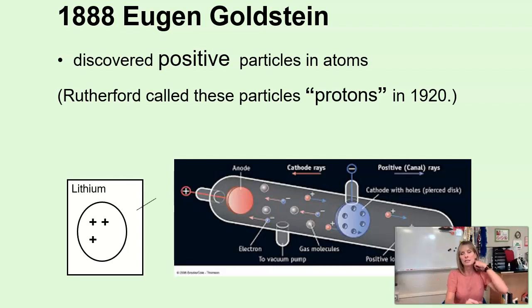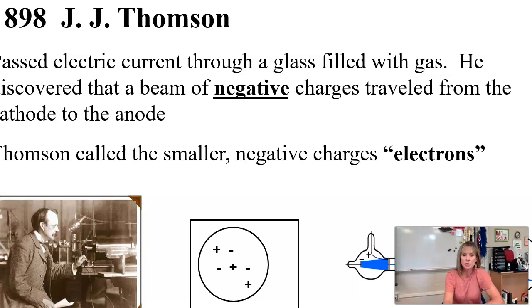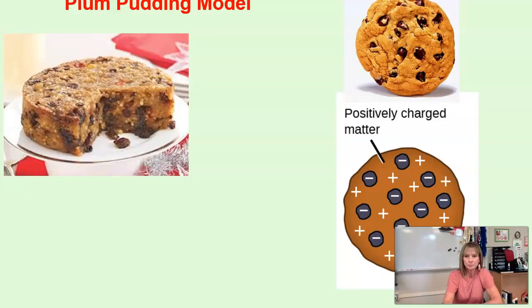Another scientist, Eugene Goldstein, discovered positive particles in atoms. Later, Rutherford called these protons, and I think you know what protons are. They're the positively charged particles inside the nucleus of an atom. J.J. Thomson passed electric current through a glass filled with gas. He discovered that the beam of negative charges traveled from the cathode to the anode. So that's lots of words for his discovery of the electron. It was a cathode ray tube experiment. It's a very famous experiment, but in this experiment, he discovered negative particles, and he called these negative particles electrons.